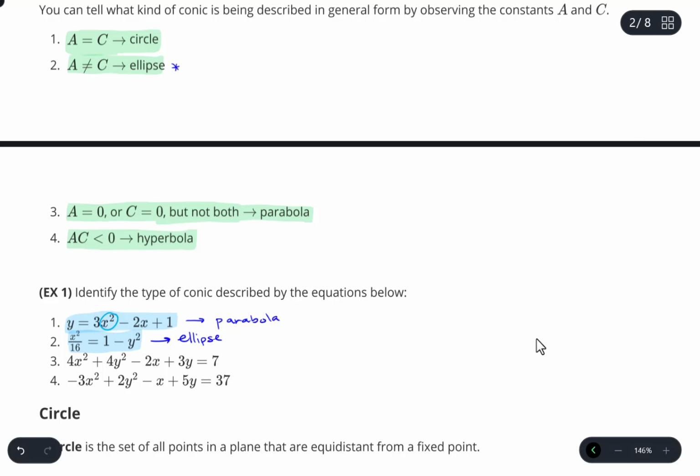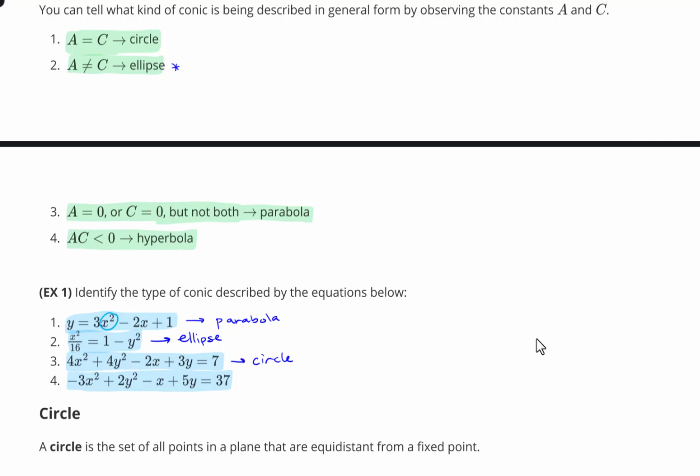All right, and the next one, everything's a little bit more written out. It's set equal to a constant. And in this particular case, the multipliers on the x squared and the y squared are equal to one another. So that's going to be an indicator for a circle. And then, lastly here, the coefficients on the x squared and the y squared are -3 and 2 respectively, which are not equal to one another, but also one of them is negative and one of them is positive. So that's a situation where we have not an ellipse, but a hyperbola.